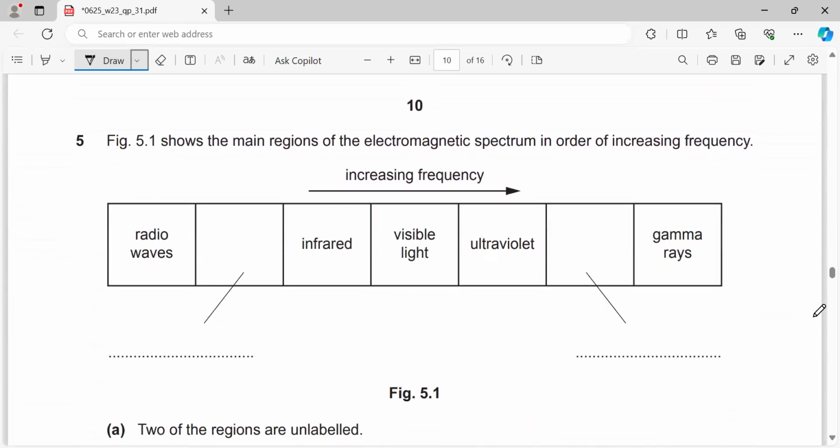Five, figure 5.1 shows the main regions of the electromagnetic spectrum in order of increasing frequency. After radio waves, this is microwaves, while this one is X-rays.